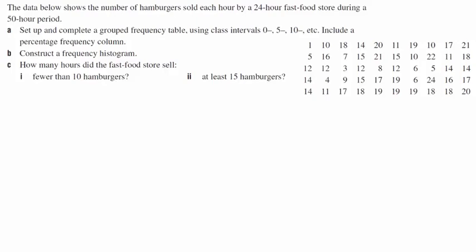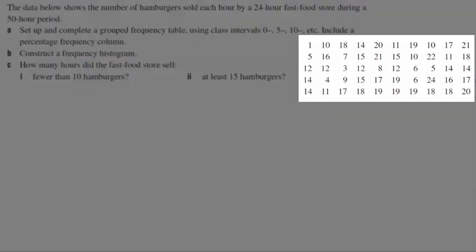In this example, we're going to be constructing frequency tables and histograms. The data below shows the number of hamburgers sold each hour by a 24-hour fast food store during a 50-hour period. So there are 50 numbers shown there, the first hour being 1 hamburger sold, then 10, and so on up to 20 hamburgers sold in that 50th hour.